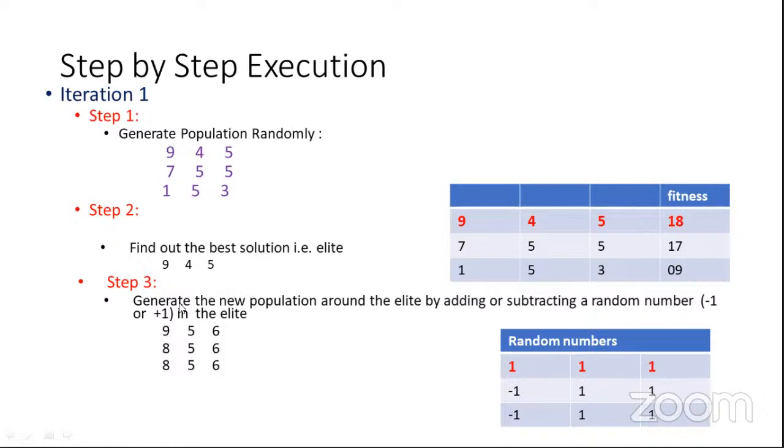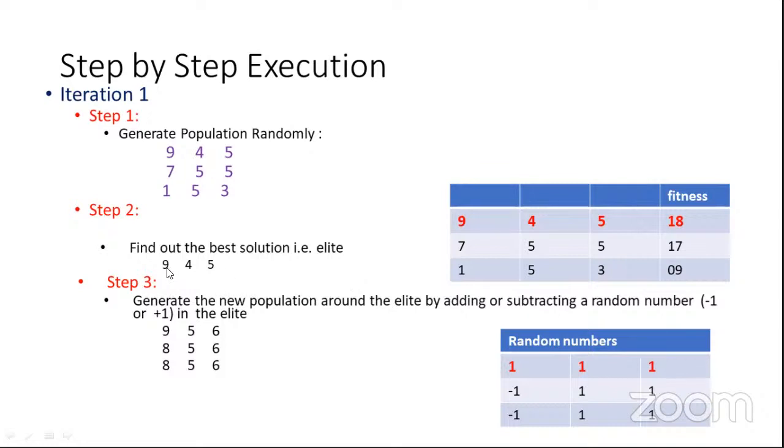1 will be added in 9. If I add 1 in the 9, it will give 10. But my upper bound is 9, so I will keep it as 9. 1 will be added in 4, so the new candidate solution will be 5. 5 will be added in 1, and the new candidate solution is 6. So a new candidate solution has been created around 945.